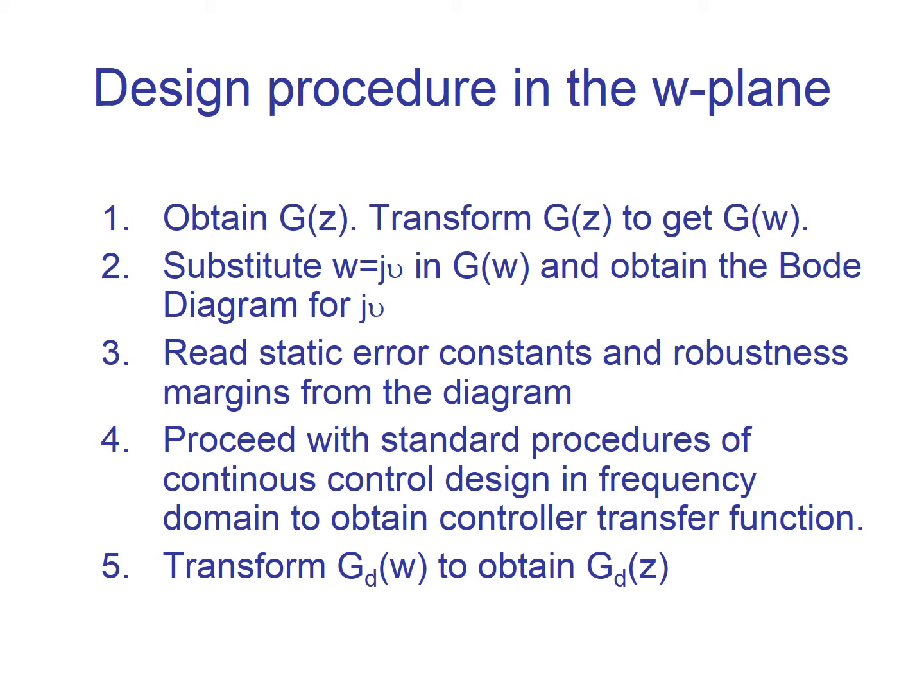It's a nice thing to do to obtain the Bode diagram of G of j nu, just in order to know about the behavior of the system. It's also useful to read static error constants like position, velocity, and acceleration from the Bode diagrams, and of course the robustness margins from the diagram, meaning the gain margin and the phase margin.